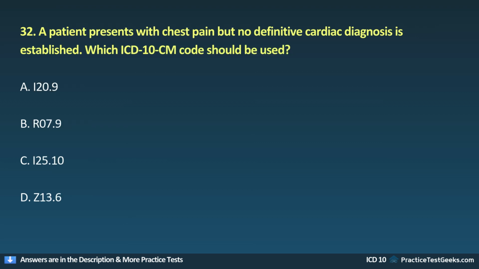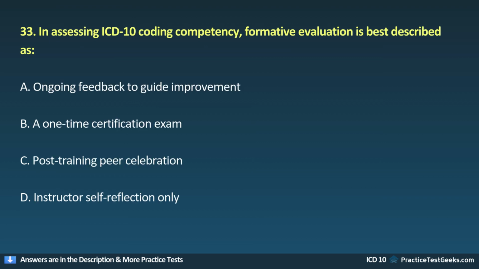32. A patient presents with chest pain, but no definitive cardiac diagnosis is established. Which ICD-10-CM code should be used? A. I20.9. B. R07.9. C. I25.10. D. Z13.6.